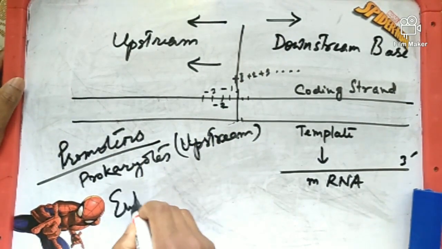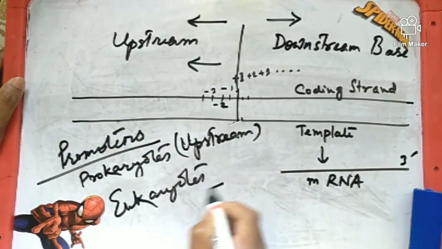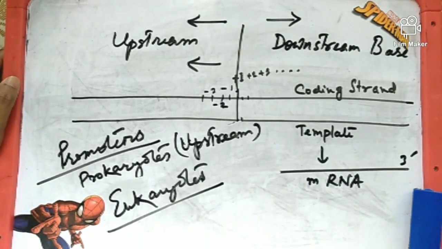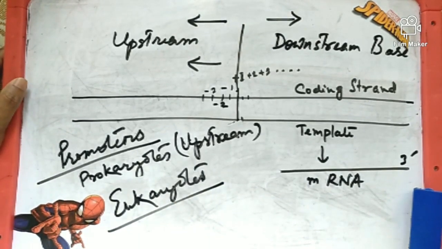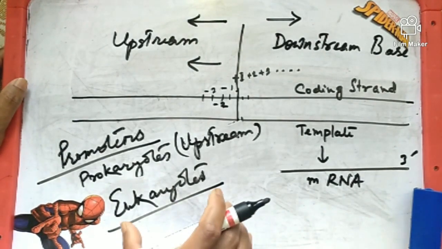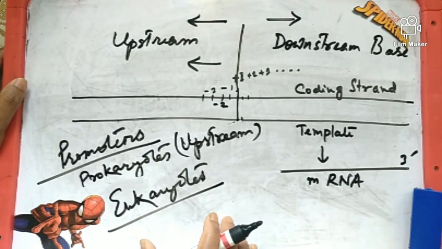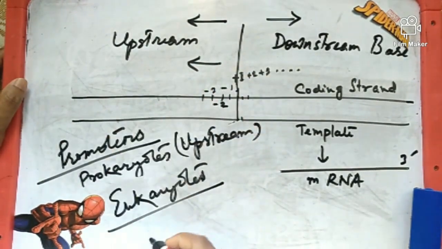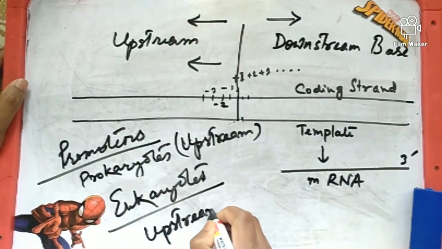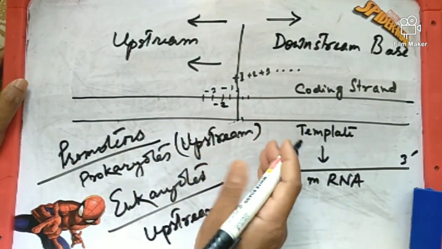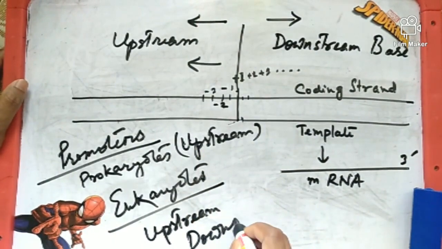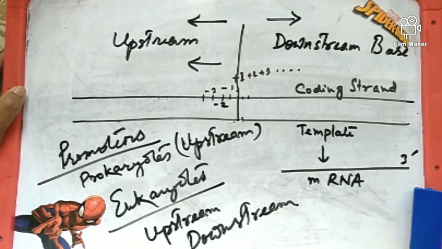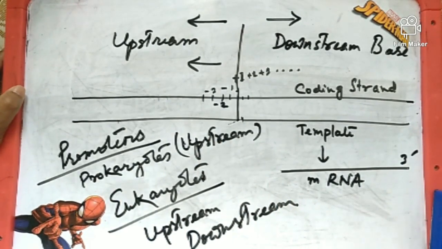But in eukaryotes, there are three types of RNA polymerase enzymes: RNA polymerase 1, 2 and 3. The promoters for RNA polymerase 1, 2 and 3 may be located partly on the upstream side, and there are some promoter regions which are located downstream. So this is the main difference in the location of the promoter in prokaryotes and eukaryotes.